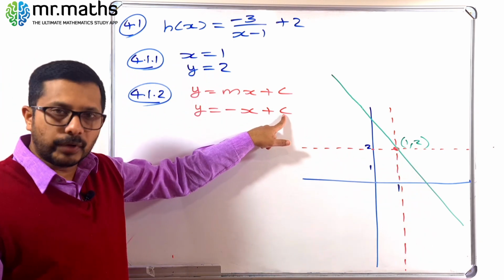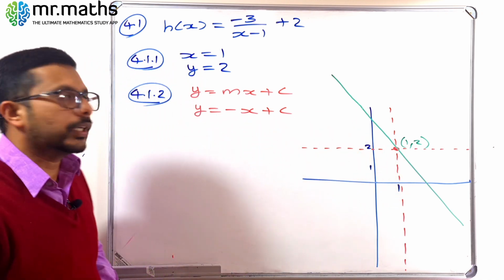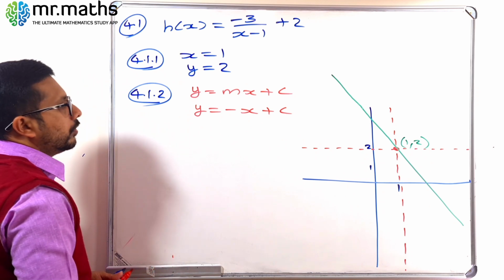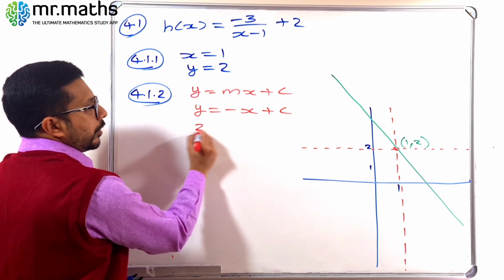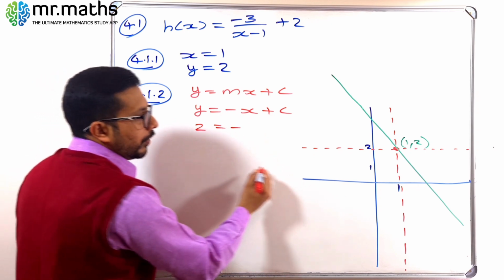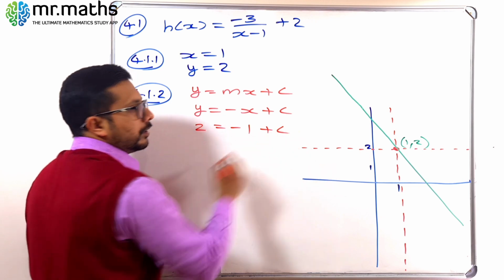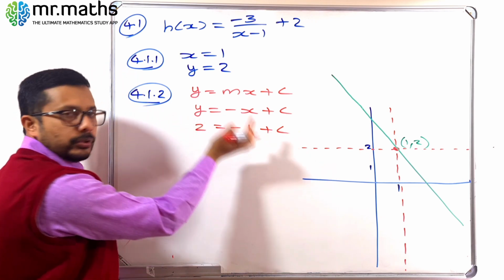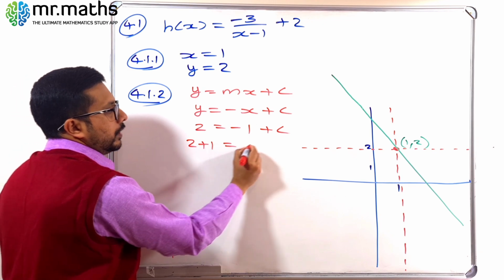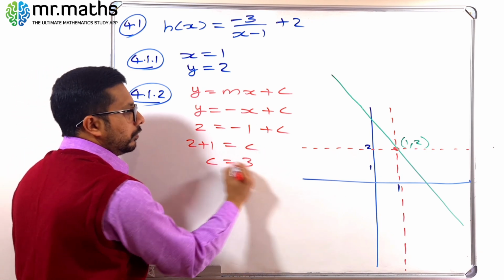Why don't we substitute that in this equation? We have to find the value of c. So what is y? 2. So 2 is equal to minus, and what is the x value? 1. So 2 is equal to -1 plus c. Take this -1 to this side, so it is going to be positive 1. So 2 plus 1 is equal to c. 2 plus 1 is 3. So c is equal to 3.